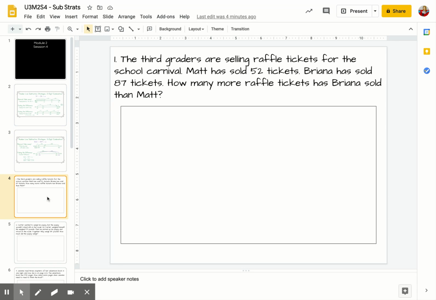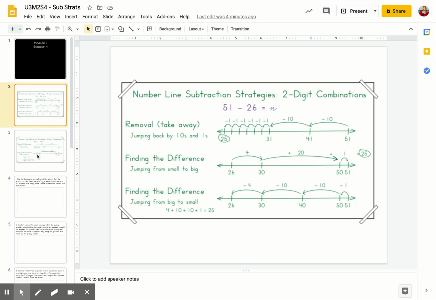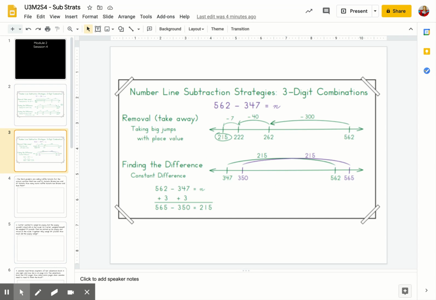Let's try one together. The 3rd graders are selling raffle tickets for the school carnival. Matt has sold 52 tickets. Brianna has sold 87 tickets. How many more raffle tickets has Brianna sold than Matt? Well, everybody's going to have a different strategy here. We have all of these strategies, and any one of them will result in the right answer.